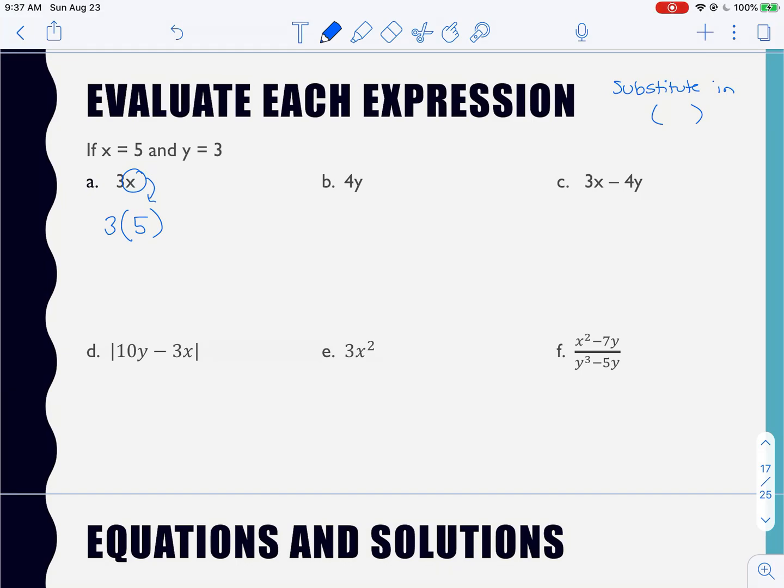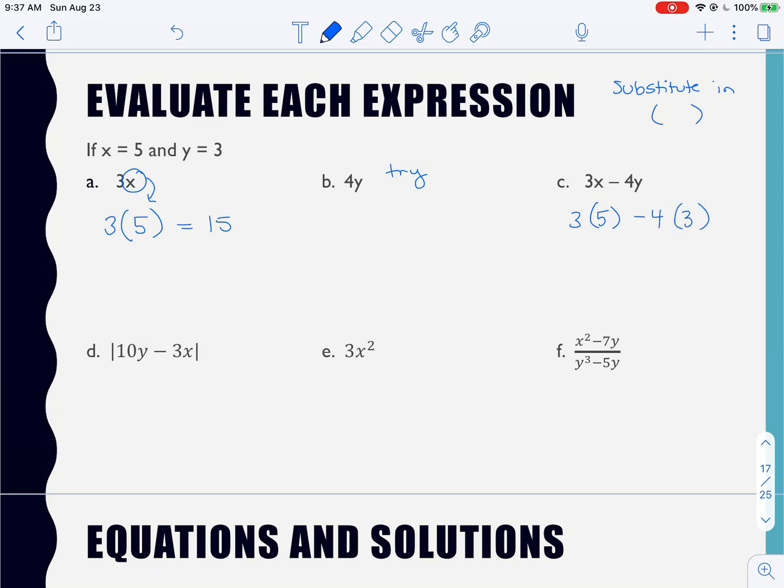And then when I say 3 parentheses 5, that means 3 times 5. So that's going to be 15. So go ahead and try with 4y. On C, we're going to substitute in twice. So this is going to be 3 times 5 minus 4.